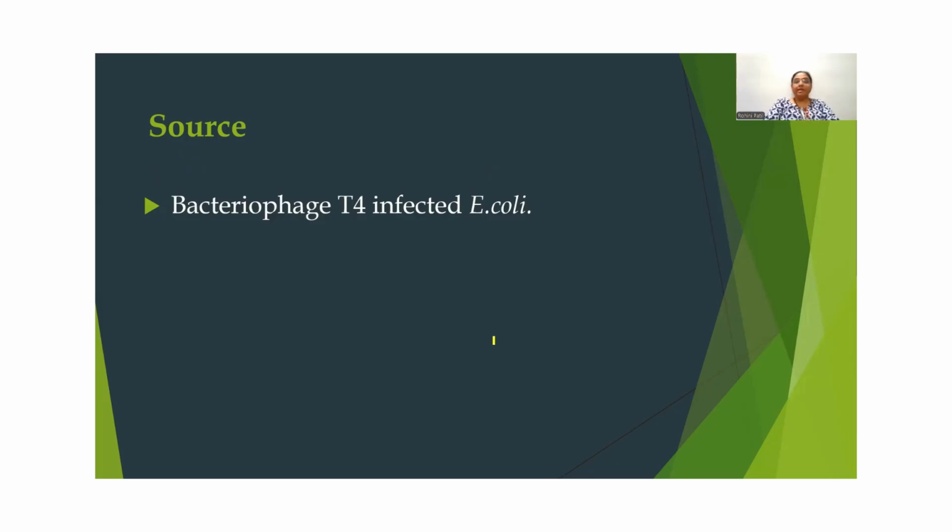Here, the source of the enzyme is bacteriophage T4 infected E. coli cells. That is, from the E. coli cells there is an extraction of the kinases, and those kinases are synthesized by the T4 bacteriophage. So when a bacterial cell is infected by the T4 bacteriophages, it is going to synthesize the polynucleotide kinases, and those synthesized polynucleotide kinases which are present in the E. coli are going to be extracted. That's why the source of the polynucleotide kinases is bacteriophage T4 infected E. coli cells.